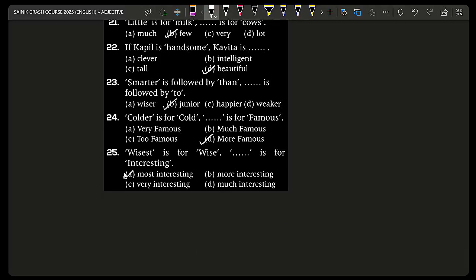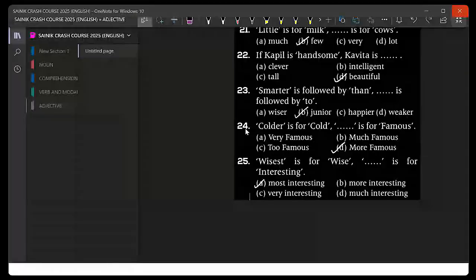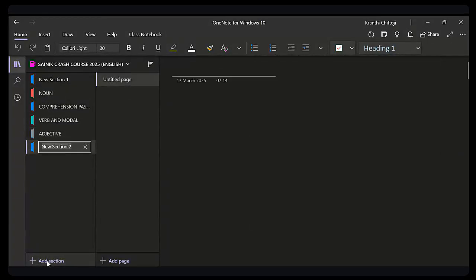So this is about the adjective chapter. You can mute yourself. And the next chapter we are going to start is adverb.